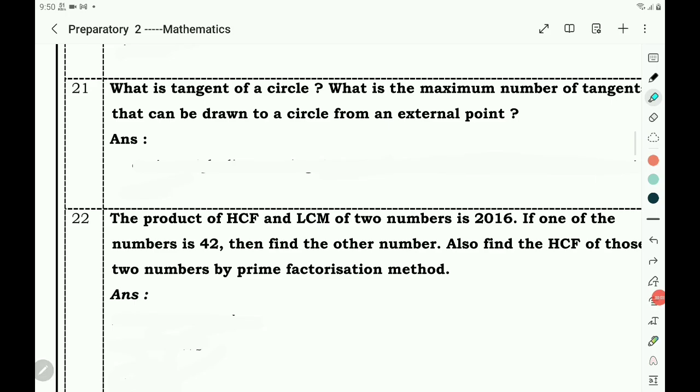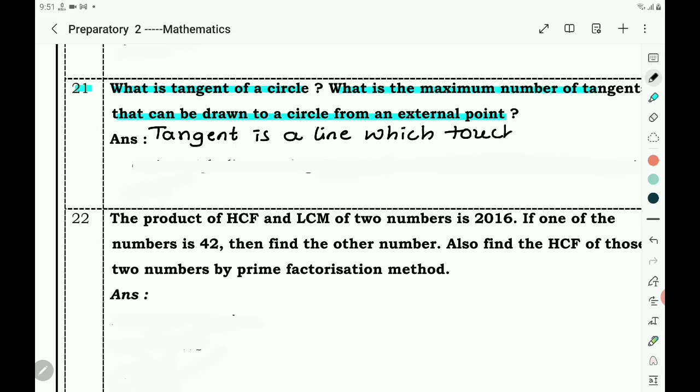Question number 21. What is tangent of a circle? What is the maximum number of tangents that can be drawn to a circle from an external point? Here what is tangent? Tangent is a line which touches the circle at only one point. Then you write tangent is a line which touches the circle at only one point.